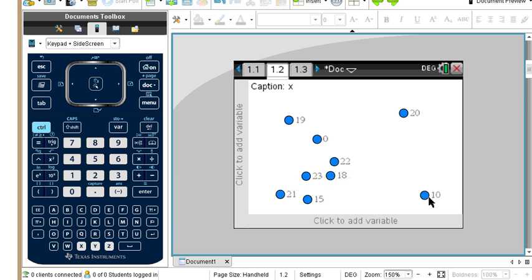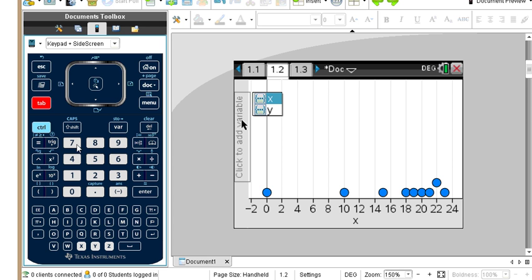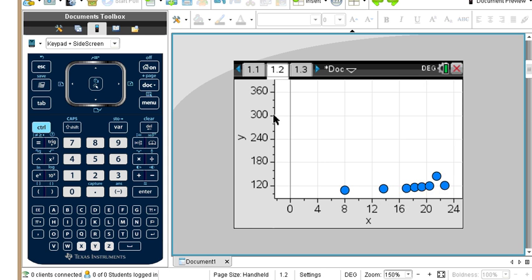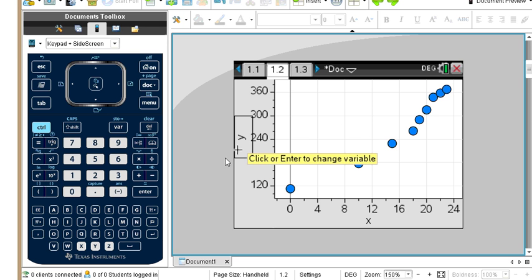Somehow it doesn't look exactly right. Let's see what we have here. Tab X. Oh, I wonder where this came from. Tab Y. Actually, it does look right. That's going to be the years on the x-axis and the number of patent applications along the y-axis.